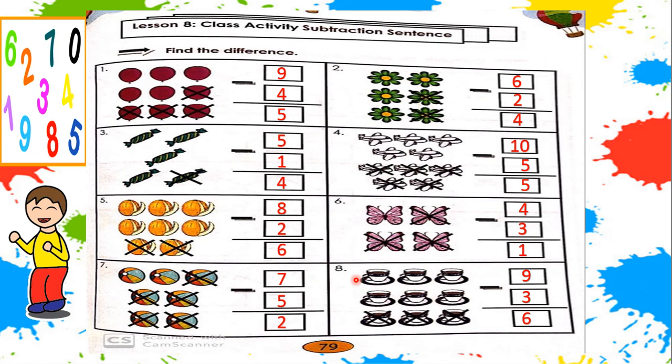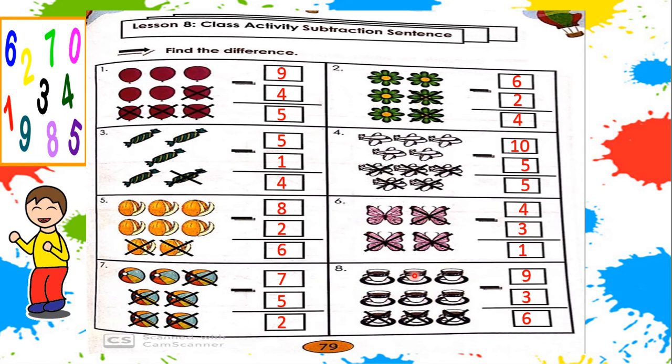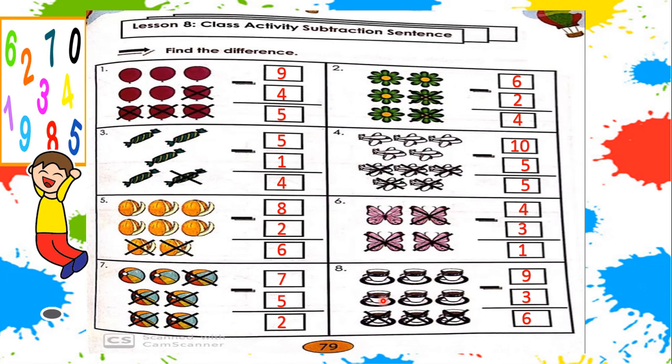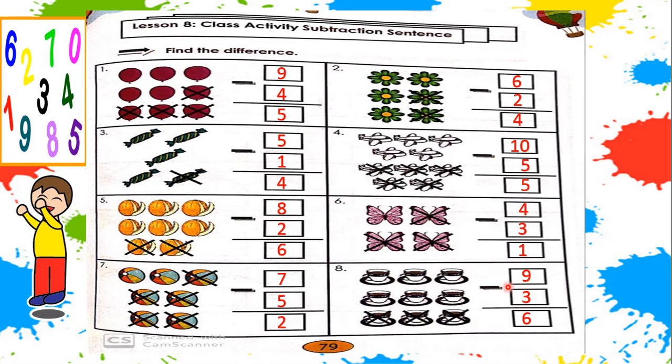And then we are going to count how many cups without X. 1, 2, 3, 4, 5, 6. That's why you have here 6 as your answer. So 9 minus 3 equals 6.